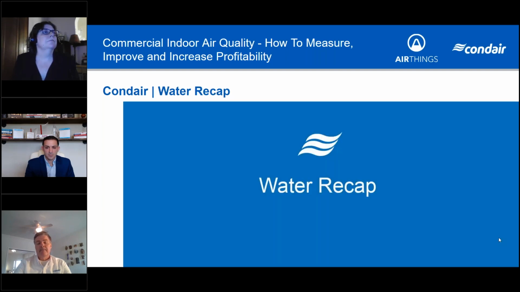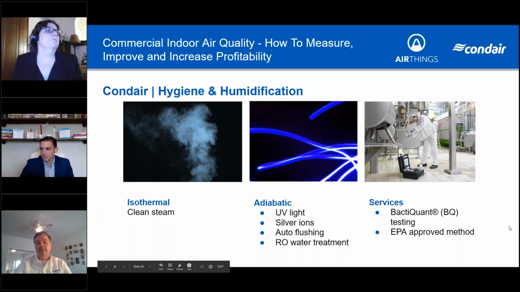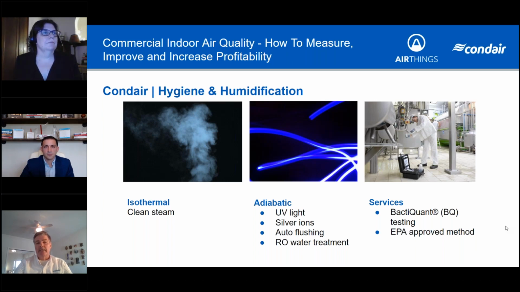Next. And then just a quick overview of the water hygiene. Talked a little bit about the clean steam coming out of isothermal. On the adiabatic, again, we look at the UV light to help with any bacteria in the line. Silver ion dosing, that's been a tried and true technology in hospitals for a long time. So we use that as well. Also, we provide RO water treatment to make sure that we're taking any contaminants out of the water as possible. And then again, talked about the bacteria testing already. Next, please.